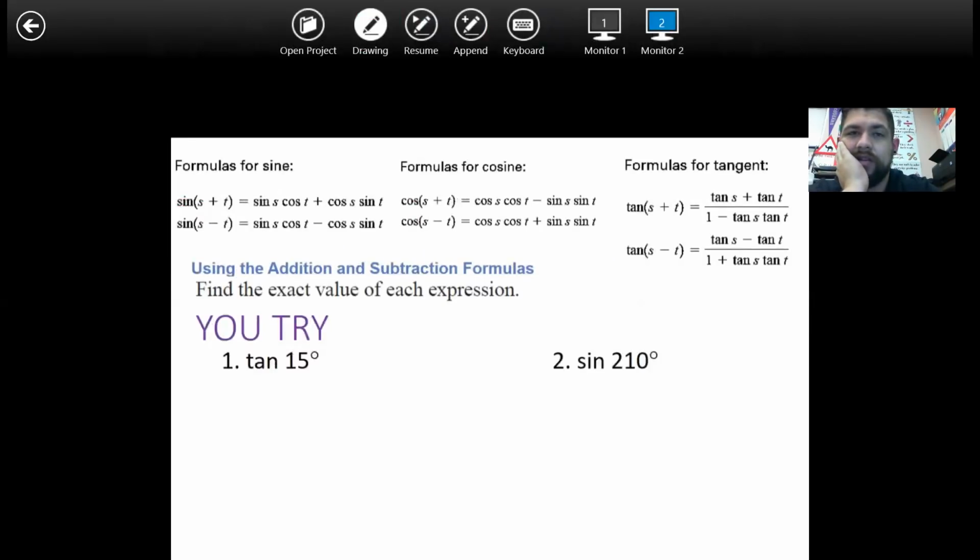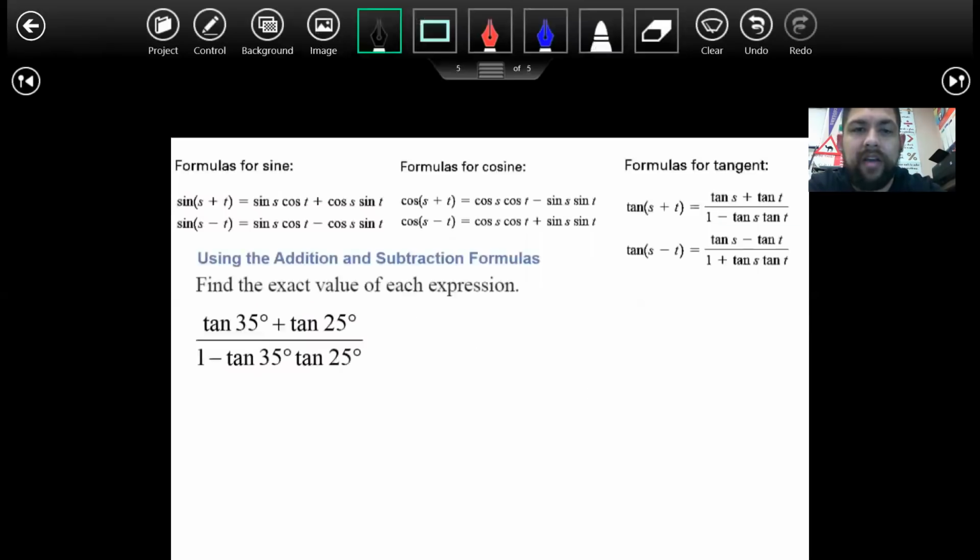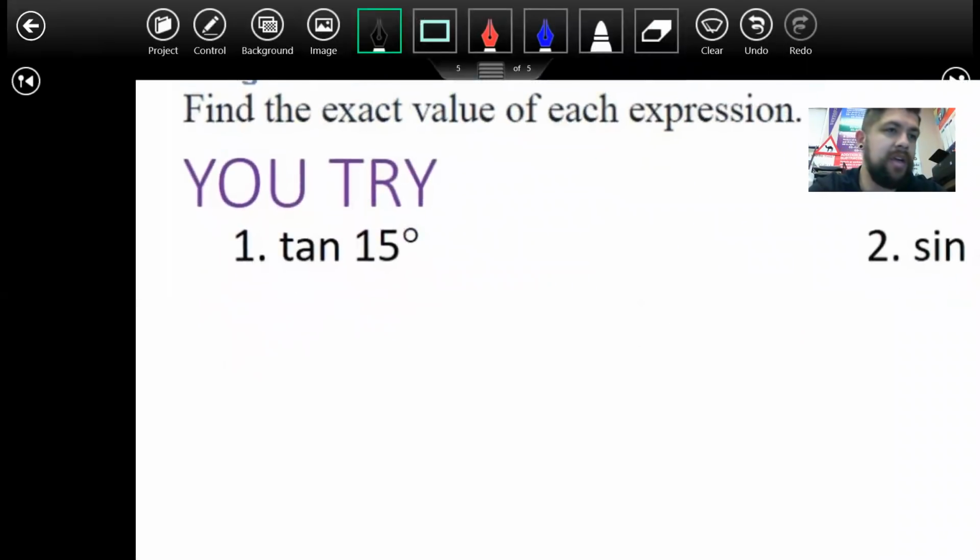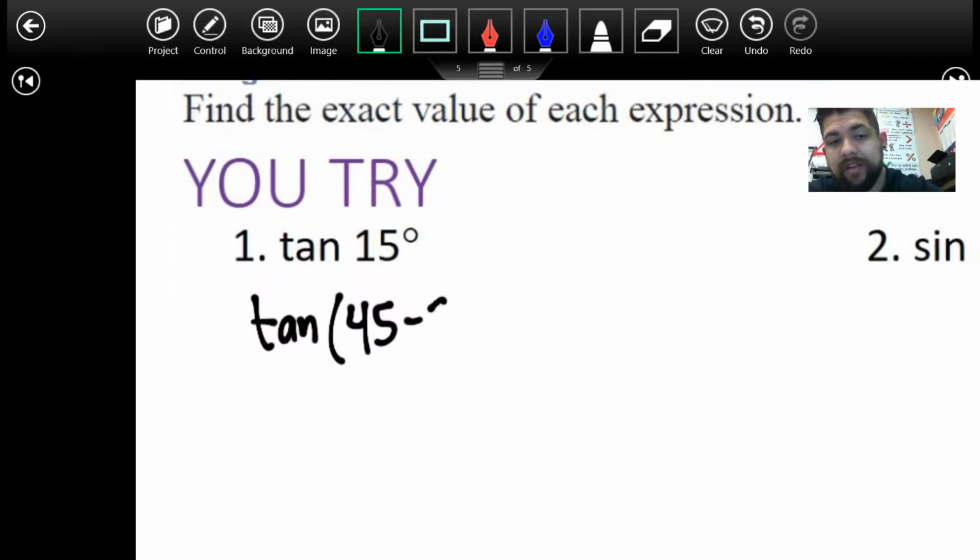You can try these ones. Let's try the tangent one because I still don't like how that one came out. This one should be 15 and 30. So let's try this one. I'm going to find two numbers. In this case, the two numbers that we're going to do are 45 and 30. Let's see if this one kind of works out.